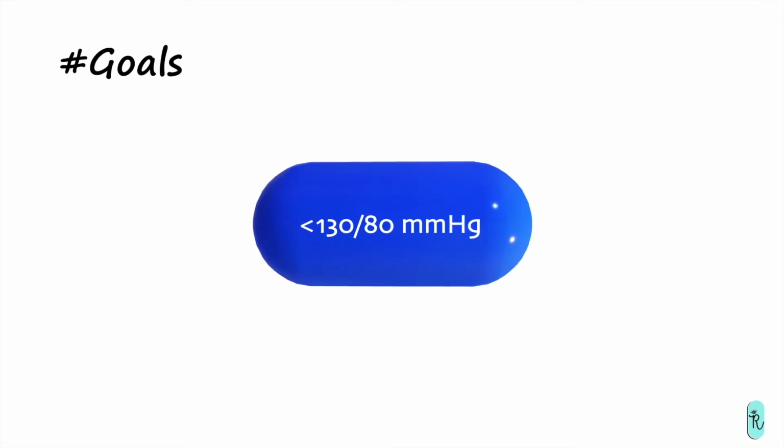The most recent ACC/AHA guidelines made things really easy by setting the blood pressure goal for nearly all patients to less than 130 over 80 millimeters mercury, regardless of the patient's comorbidities.